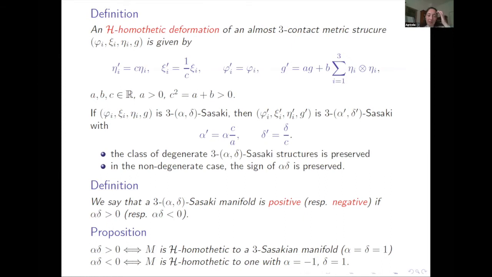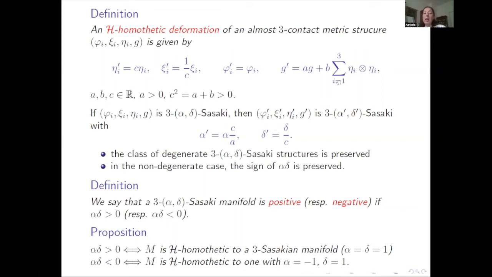Okay, there is a natural notion of homothetic deformation for almost free contact metric structures, which is given by three constants A, B, C. A is positive, and C and AB have to be related like that. You rescale the one forms by the constant C, you rescale the Reeb vector fields by the inverse constant. The phis stay the same and the metric is transformed with A and B, depending on whether you are looking at the horizontal or vertical distribution. That's just what I'm doing here by adding this term.